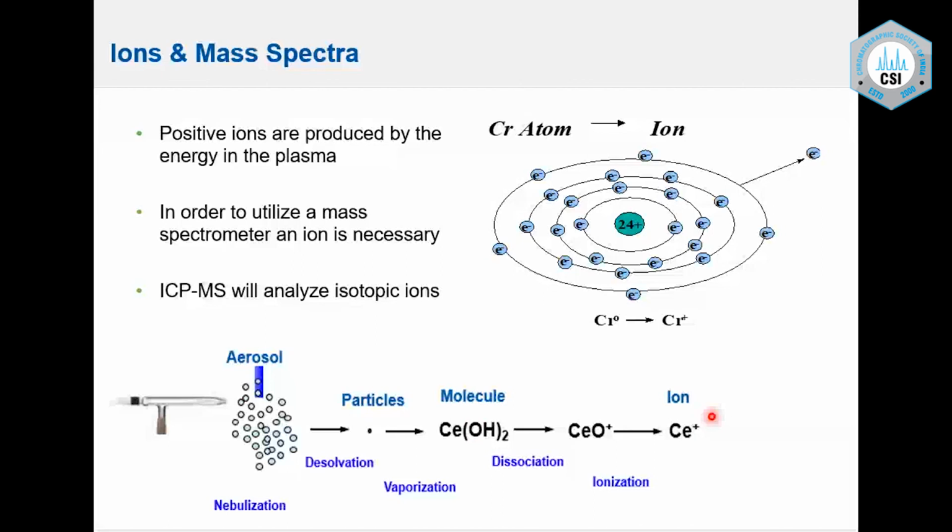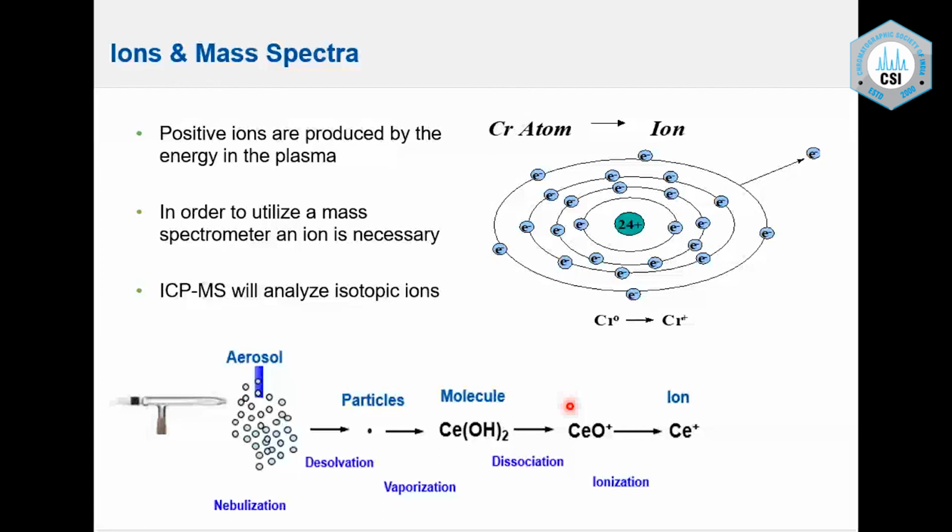Your plasma should be capable of giving singly charged ions so that the quadrupole can scan, because the quadrupole works on mass to charge ratio. If the cerium is in cerium oxide form, the mass is different, so you may not be able to scan the cerium using ICP-MS. So your plasma should be optimized so that you get singly charged particles.